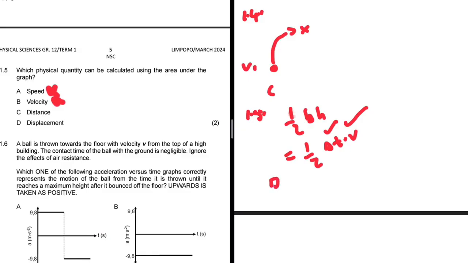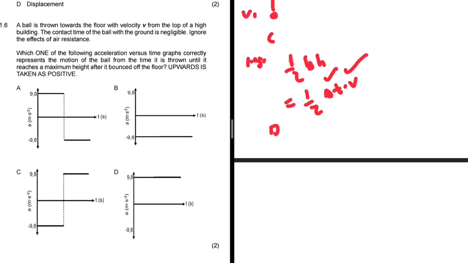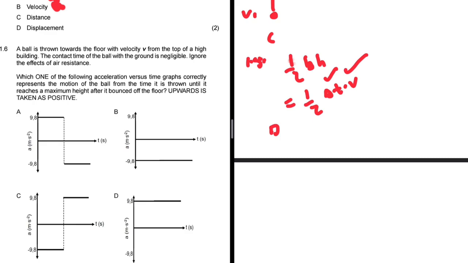Right, let's take a look at 1.6. So 1.6, a ball is thrown towards the floor with velocity v from the top of a high building, thrown towards the floor. Right, okay. The contact time of the ball with the ground is negligible. Ignore the effects of air resistance. Which one of the following acceleration versus time graphs represents the motion of the ball from the time it's thrown until it reaches a maximum height after it bounces off the floor? Upwards is taken as positive.